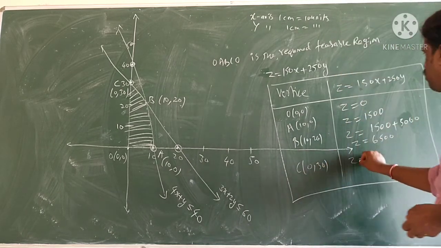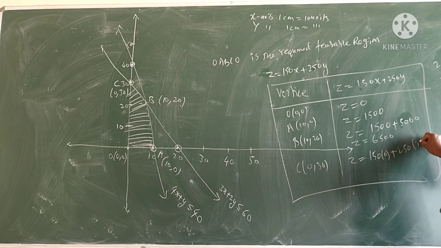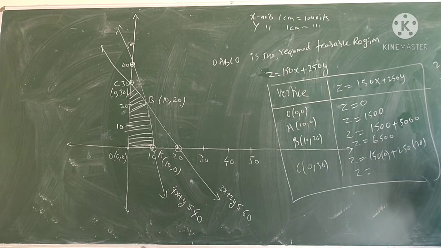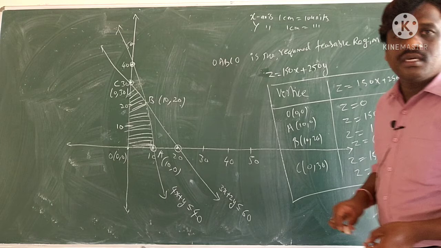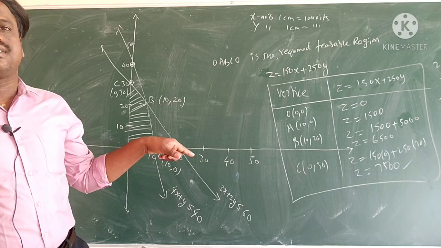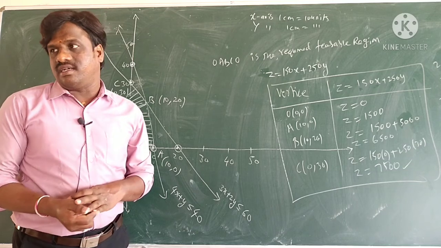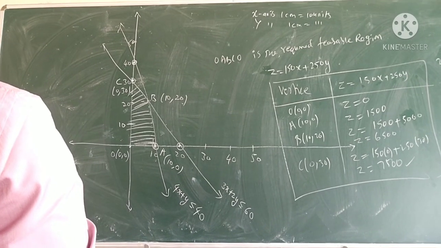The C point is 0 comma 30. If I substitute, Z is equal to 150 into 0 plus 250 into 30. 250 into 30 is 7500. So where are we getting the maximum? 7500. So you will write that the maximum of this function occurs at C, 0 comma 30, and the maximum value is 7500. Likewise we will do. This is a 2020 problem. So these chapter related questions we will solve like this.